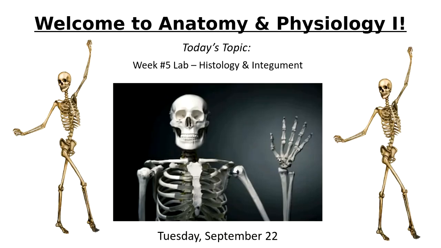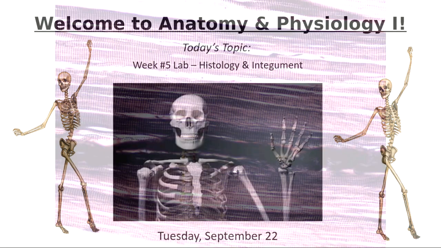We are going to work through the stuff from week number 5 in lab. So we have a little bit of tissue stuff to cover, and then we're going to focus most of our time on the skin. When we talk about the types of tissue that we have left to do in lab this week, it is muscle tissue and nervous tissue.